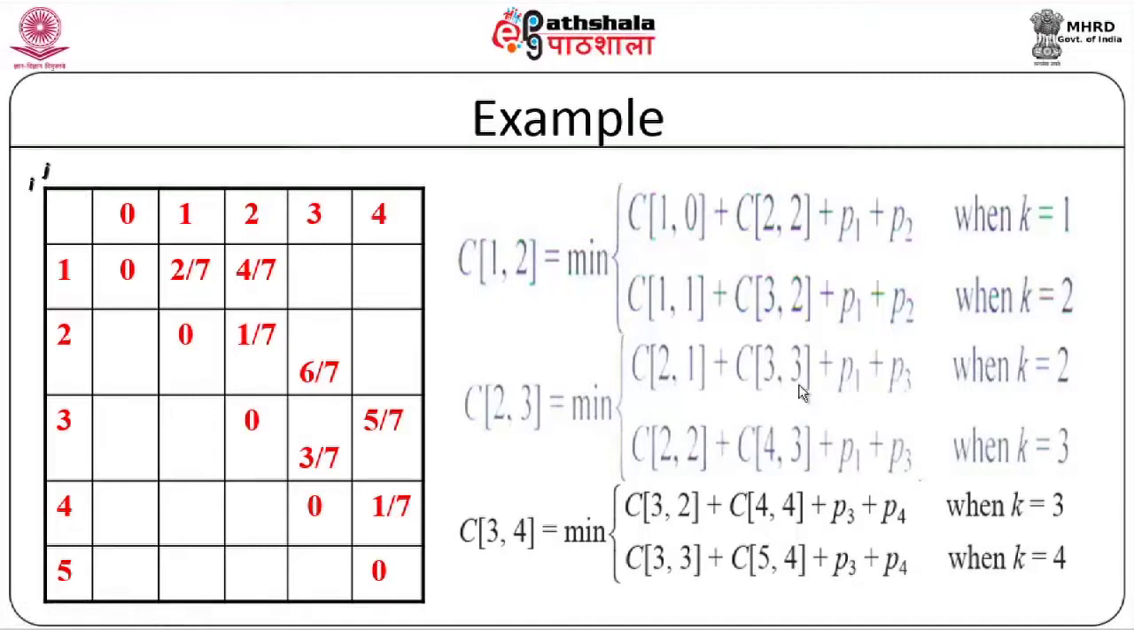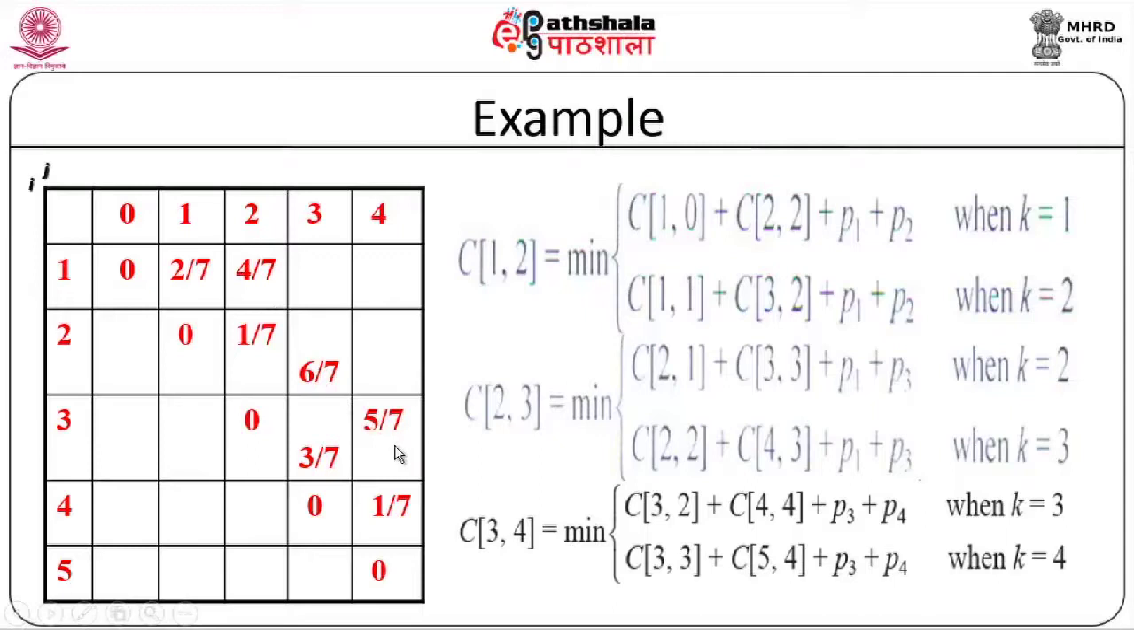Similarly, we are going to find out C of 2 comma 3 and C of 3 comma 4. What we are going to do is take the minimum of all the values, which happen to be 4 divided by 7, here 6 divided by 7, and here 5 divided by 7. Using this, we can find out this particular diagonal.